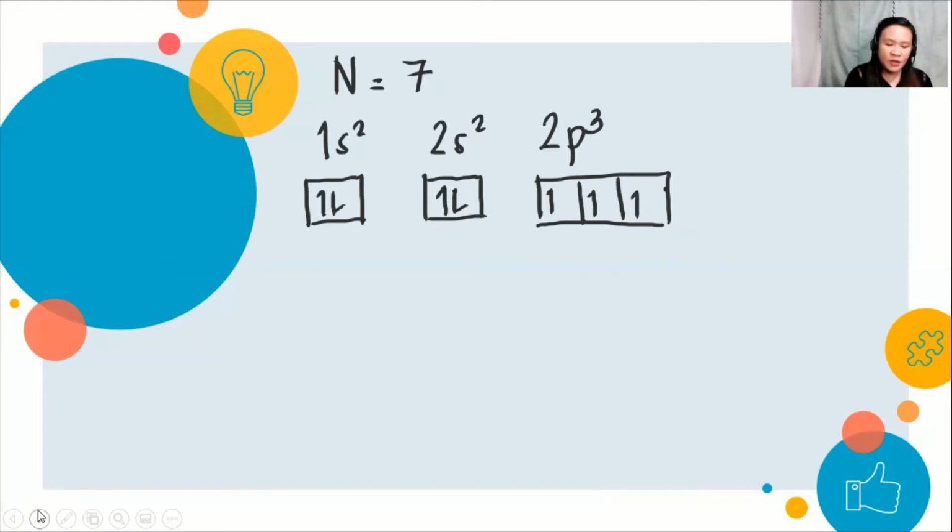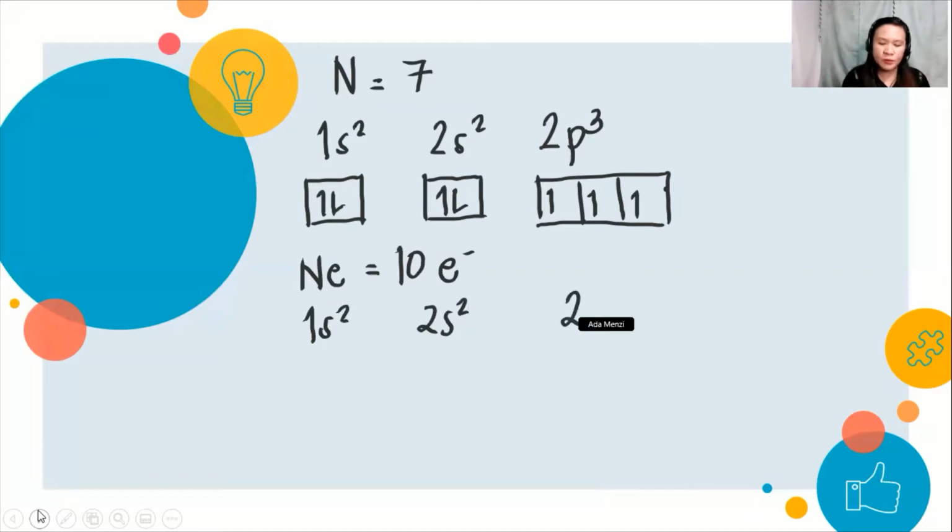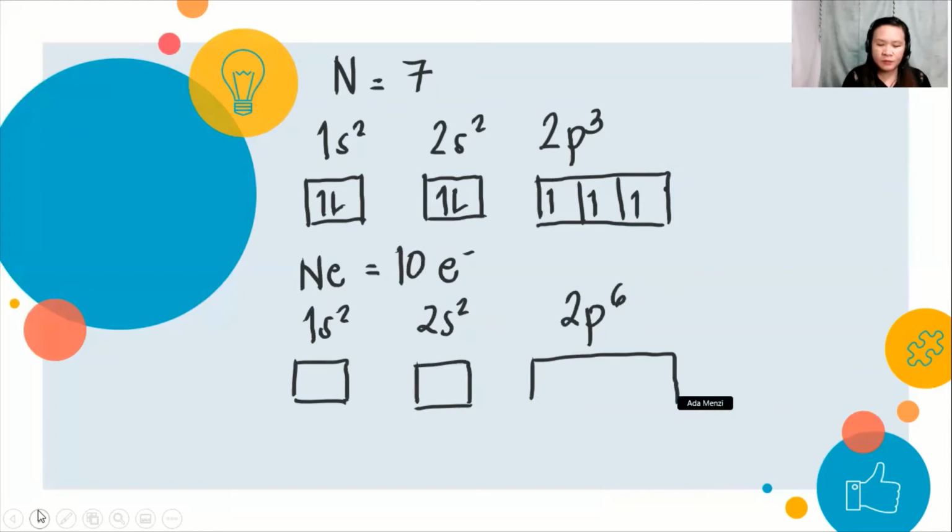Okay, let's try the second one. We have neon. For neon, we have 10 electrons. The electron configuration for neon will be 1s2, 2s2, 2p6. Again, we put boxes that will signify the different orbitals: 1 for 1s, 1 for 2s, and for p, it will have 3, so 1, 2, and 3.